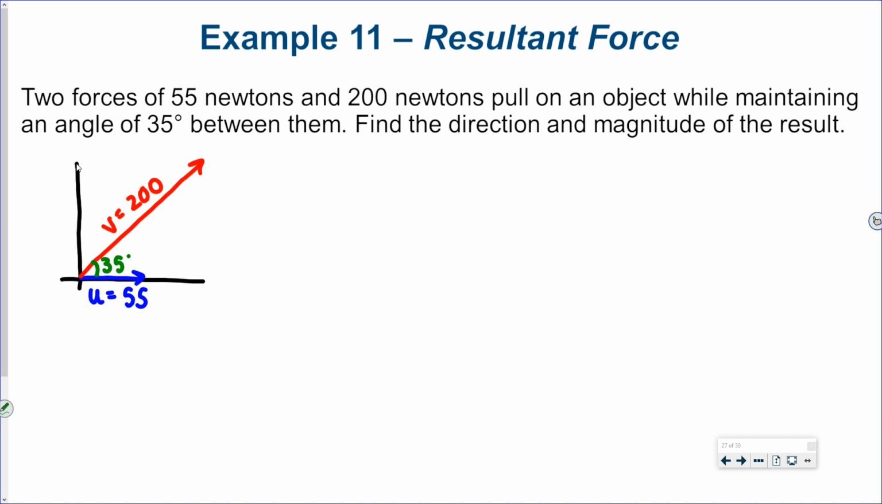Okay, let's do this geometrically first. To do this using geometry, you're just going to sketch the resultant vector, which is these two vectors added together. If both of these forces are pulling an object, obviously they're combining their force to pull this object. So we just have to add them together to find their resultant.